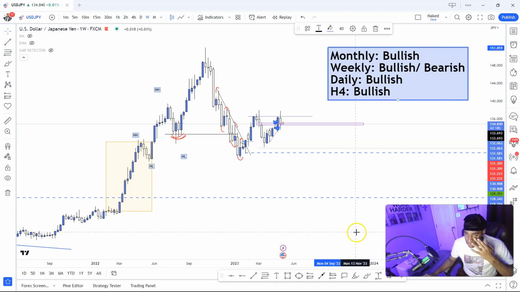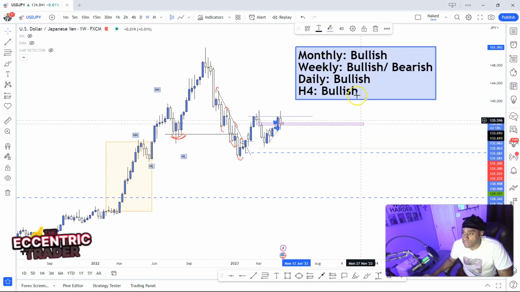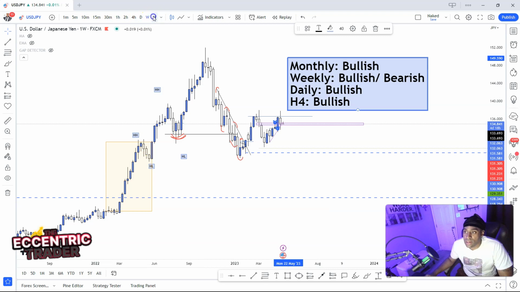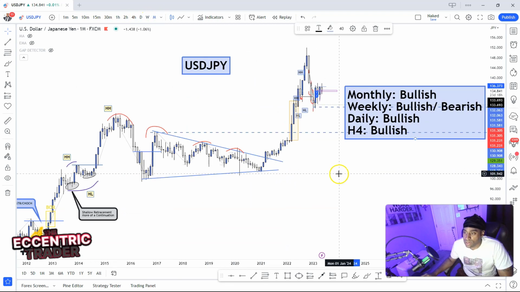11:16. It's 5/7/23. Beginning of a new trading week. We're going to do UJ top-down analysis. Alright. Monthly time frame. Here we go.